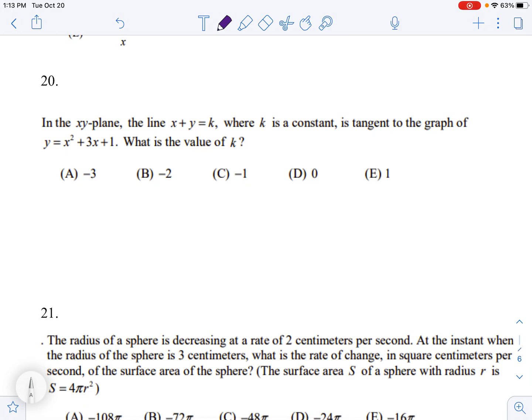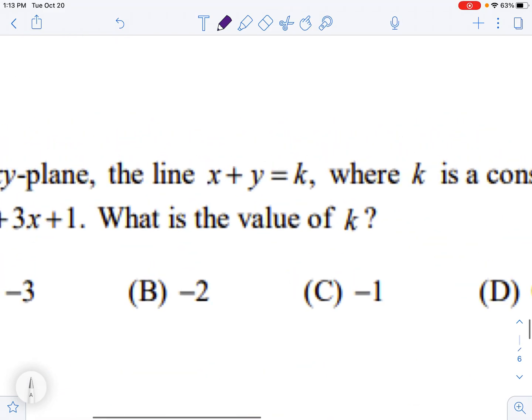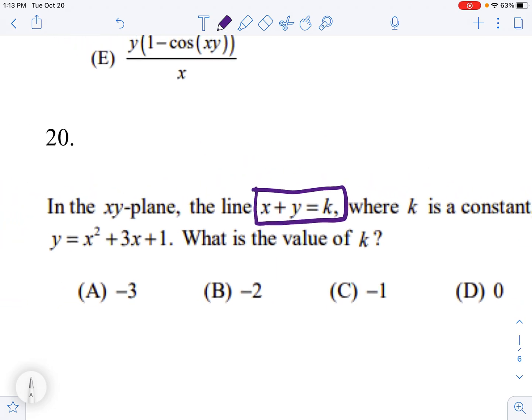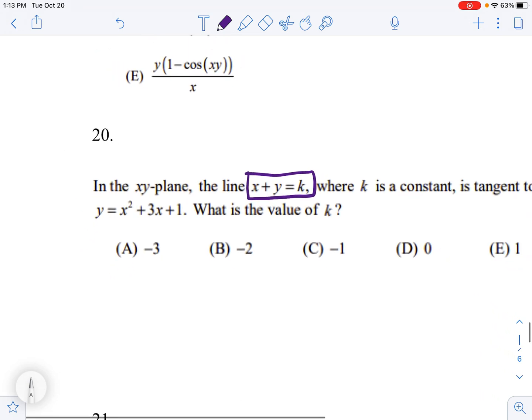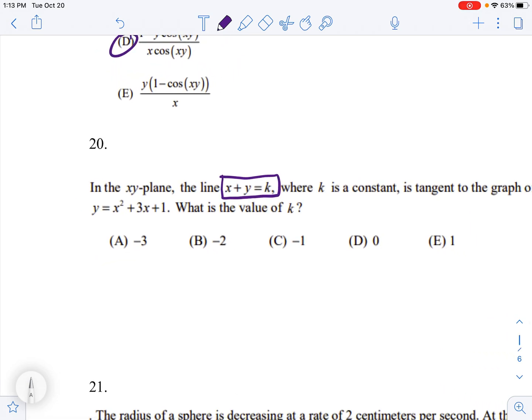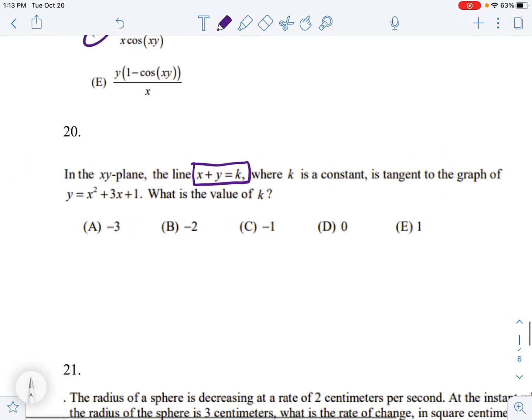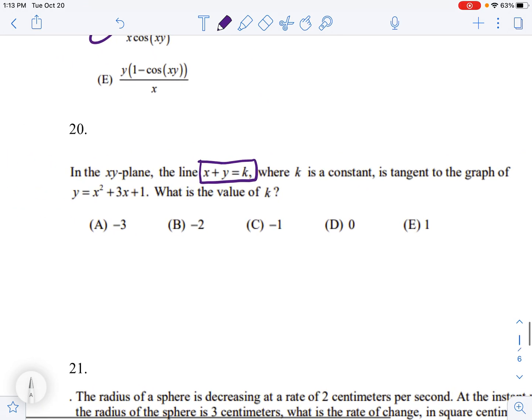Okay, in the xy plane, the line x plus y equals k, where k is a constant, is tangent to the graph of the parabola y equals x squared plus 3x plus 1. What is the value of k? All right, well, look, let's think about this. The only place we even see the letter k is in this formula. That tells me we have to figure out a value for x and y that we can plug in there. If we can get a point (x, y), then we can plug that in and solve for k, okay?